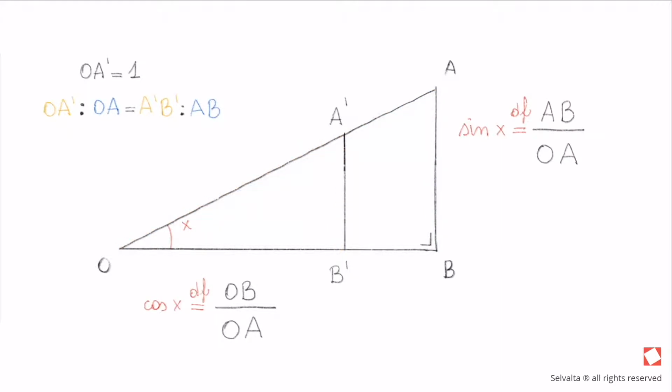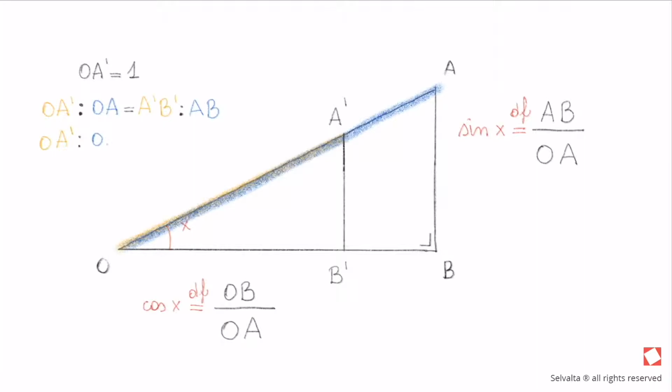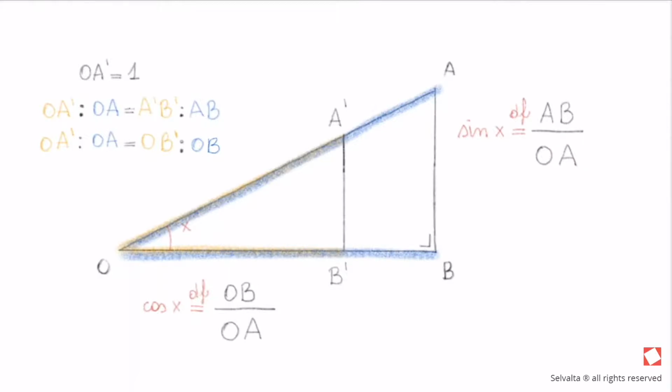The very identical formula can be done considering the other side of the triangle. Indeed, we can write OA prime, hypotenuse of the yellow triangle, to OA, hypotenuse of the blue triangle, equals OB prime, the cathetus close to x in the yellow triangle, to OB, the cathetus close to x in the blue triangle. Saying that two triangles are similar actually has exactly this meaning, that their sides have the same proportions.